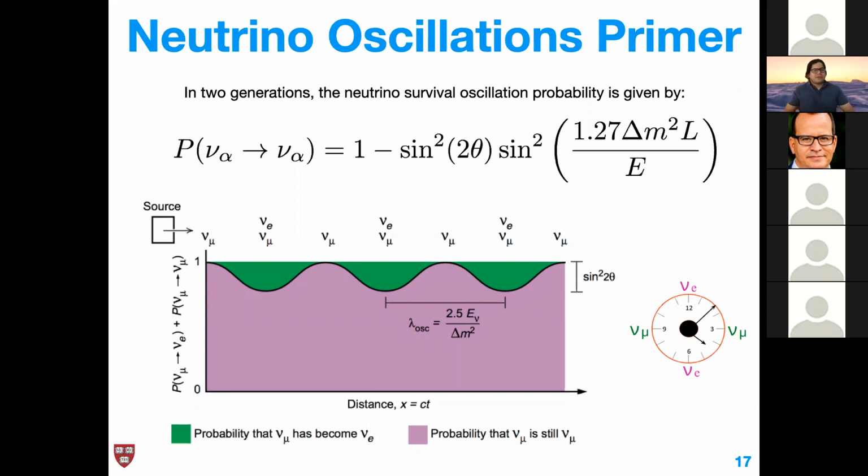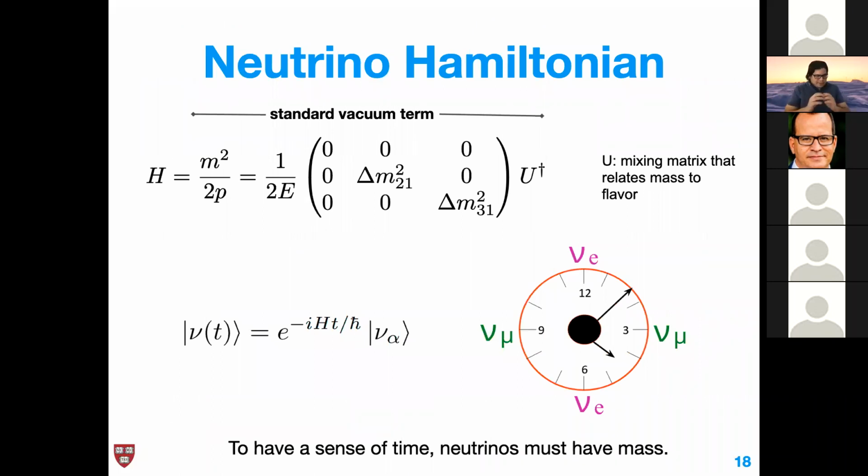So in some sense, the neutrinos have some kind of internal clock that makes them, at some sort of natural frequency, move from being a muon neutrino to an electron neutrino, back and forth, back and forth. And this is really important because the fact that the neutrino has this internal clock implies that they must have mass. If your neutrino were massless, it cannot have a sense of time because there's no way to boost it.